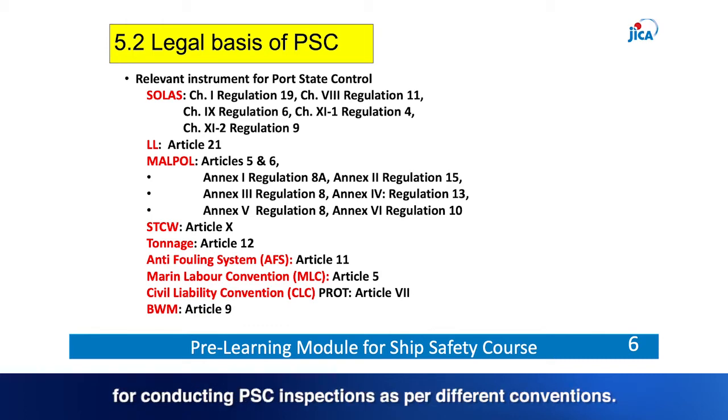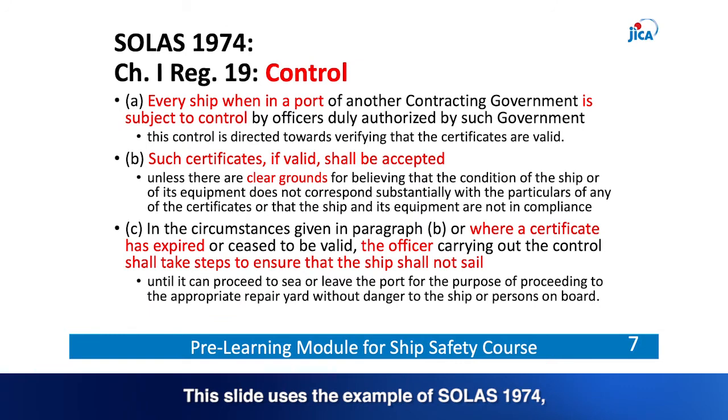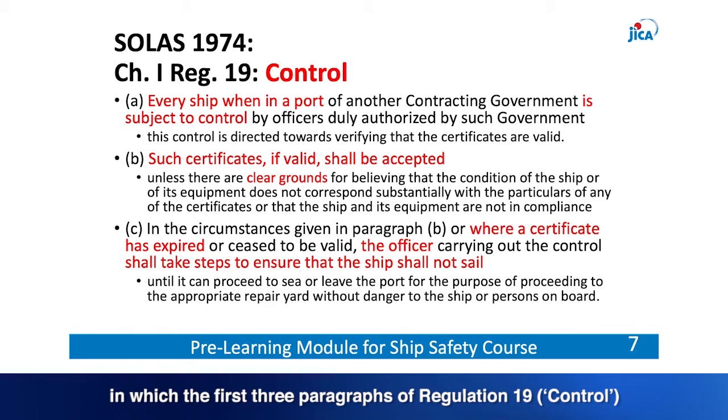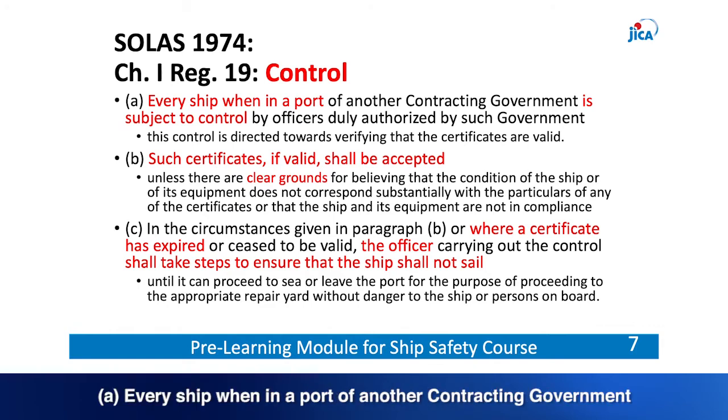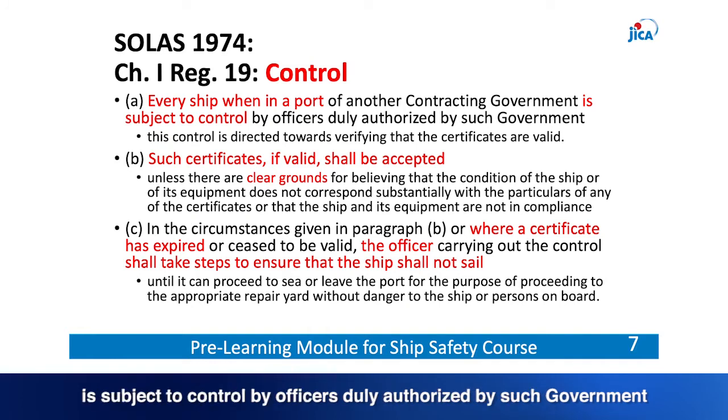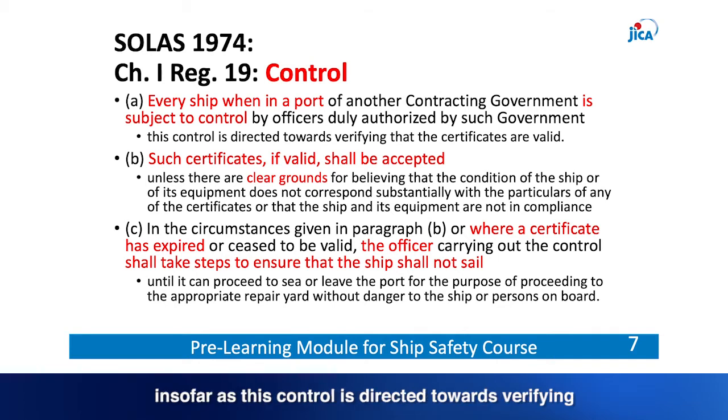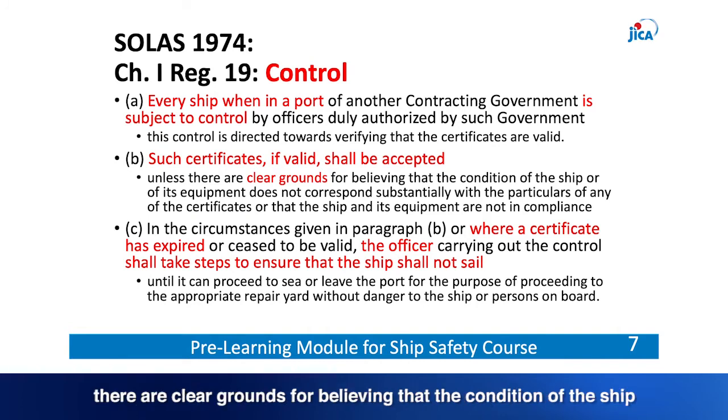This slide shows the instrument for PSC and the relevant provisions for conducting PSC inspections as per different conventions. This slide uses the example of SOLAS 1974, in which the first 3 paragraphs of Regulation 19, Control, mention the following. A. Every ship when in a port of another contracting government is subject to control by officers duly authorized by such government insofar as this control is directed towards verifying that the certificates issued under Regulation 12 or Regulation 13 are valid.